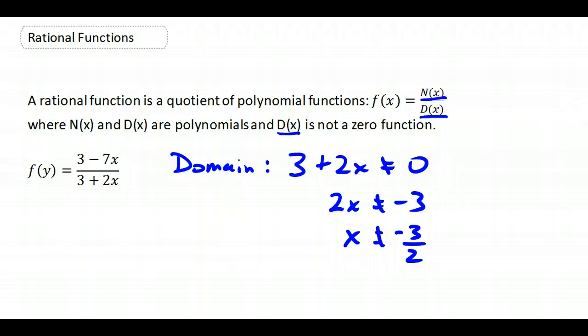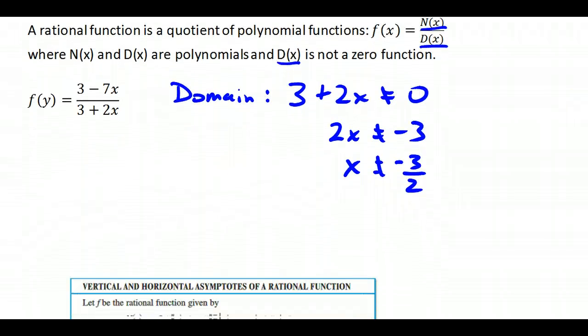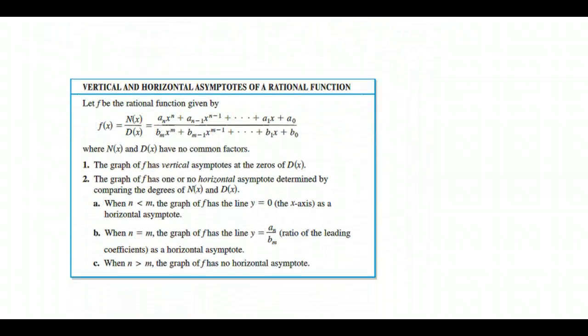Figuring out the domain is important because that tells us where we'll have vertical asymptotes. So you can also have horizontal asymptotes in a rational function. Here's what you need to check for. You've got vertical asymptotes at the zeros of the denominator, and the graph of the function has one or no horizontal asymptote determined by comparing the degrees of your numerator and your denominator.